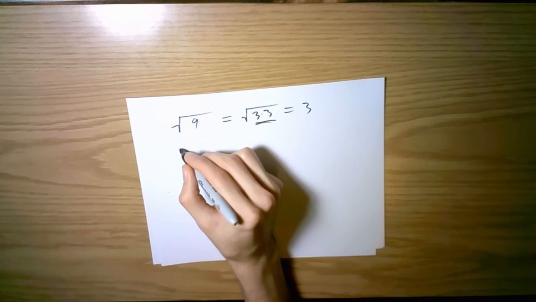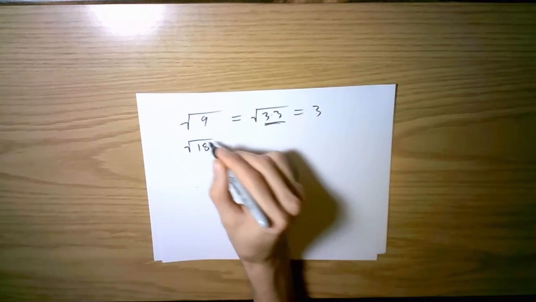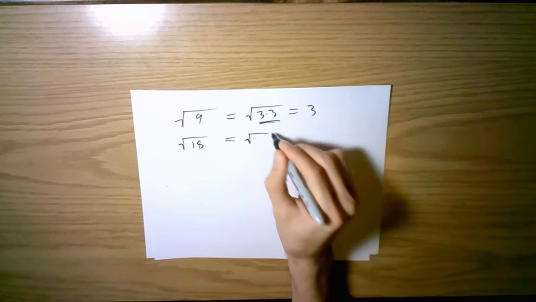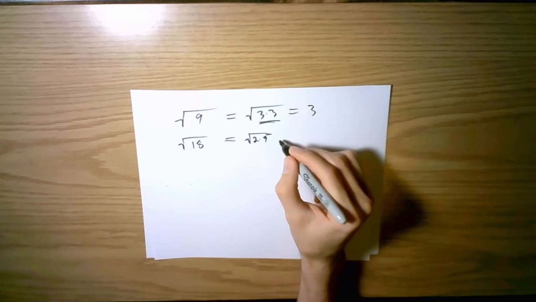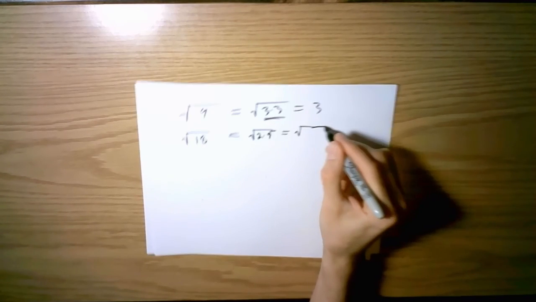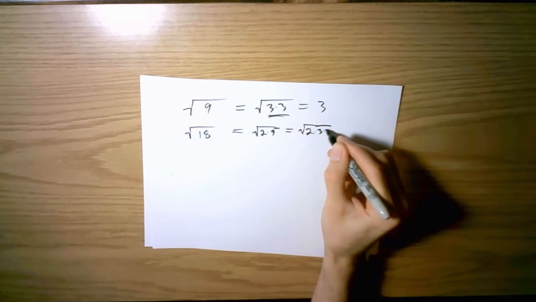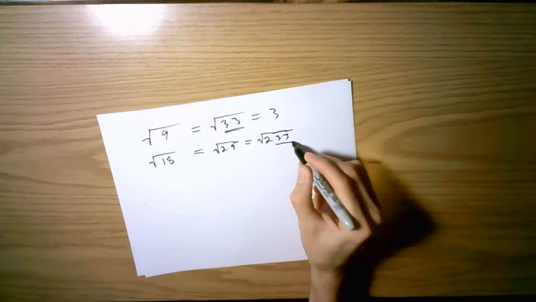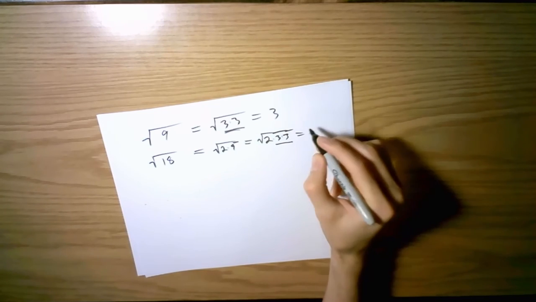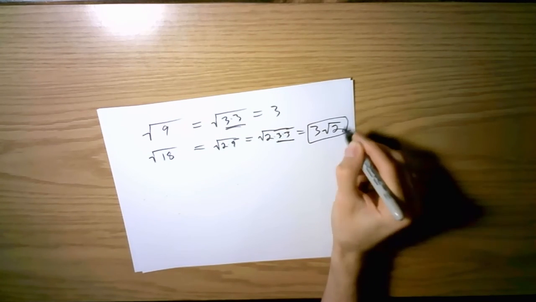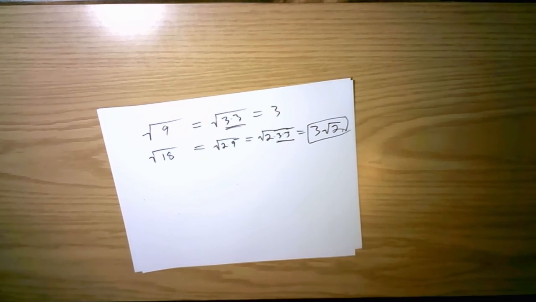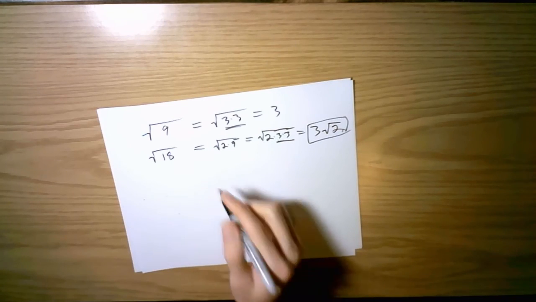But wait, it's more complicated than that. If you have the square root of 18, how can you break up 18? You can break it up into 2 times 9. These are not the same numbers, so you can continue to break this up into 2 times 3 times 3. So we have 2 of the same numbers, but 1 that's not. In this case you can take 3 out. You're left with 3 square root of 2. That's the answer right there. That's pretty straightforward, and that's how you deal with square roots and simplifying radical expressions. This is another word for radical.